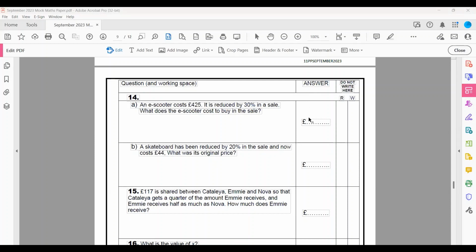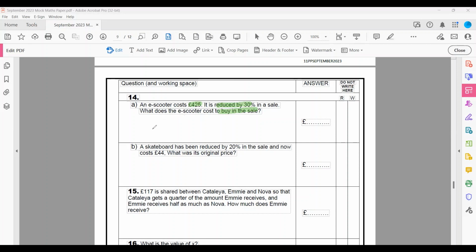Okay, moving on to question 14. Here we're told that an e-scooter is reduced by 30% in the sale, and its original price costs £425. What does it cost to buy in the sale? So, in order to do this, we need to work out what 30% of 425 is, and then we can subtract that from the original amount.